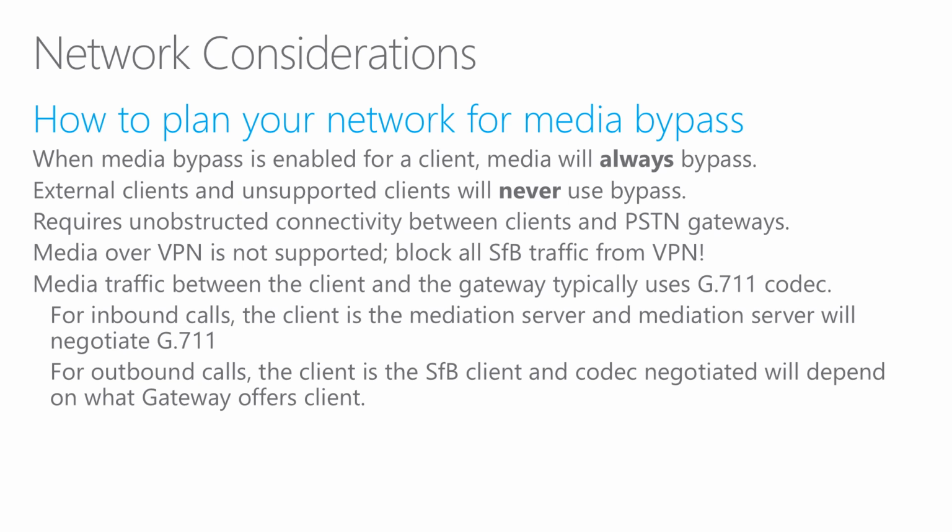Media traffic between the client and the gateway typically uses G711 codec. For inbound calls, the client is the mediation server, and mediation server will negotiate G711. For outbound calls, the client is the Skype for Business client, and the codec negotiated will depend upon what the gateway offers the client.